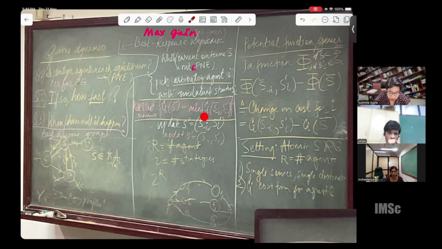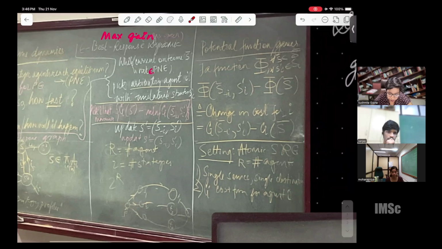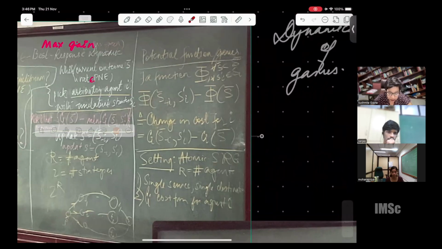Okay. So this cost is smallest, which means the difference between this and this is the largest. So the improvement is the maximum. Okay, so that's a maximum gain over unit.